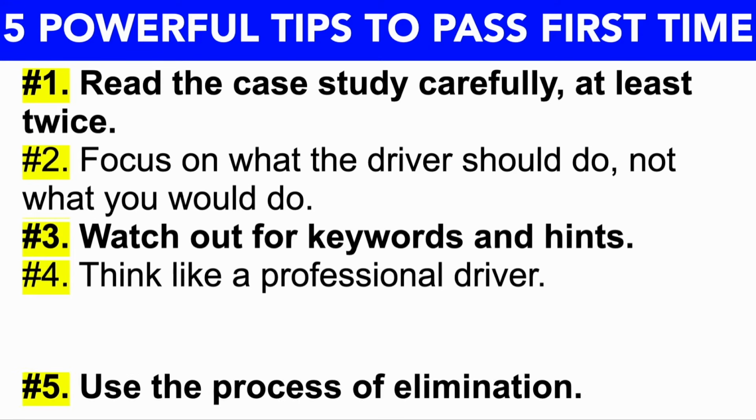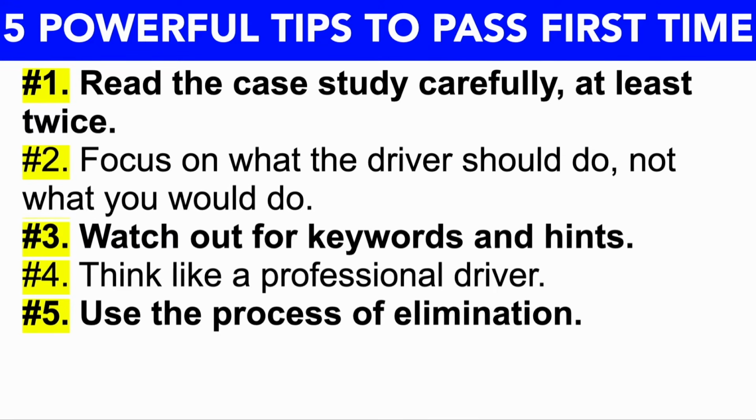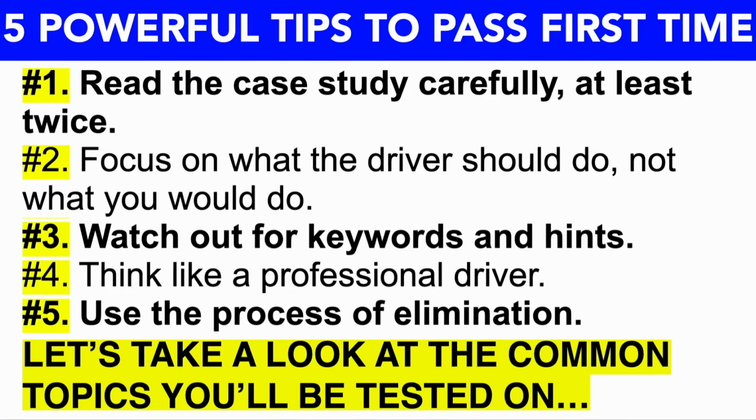And finally, tip number 5 is to use the process of elimination. You can cross out answers that are unsafe, illegal, or irrelevant to help find the right one faster. These 5 tips can quickly boost your score and your confidence. So let's take a look at the common topics you'll be tested on.